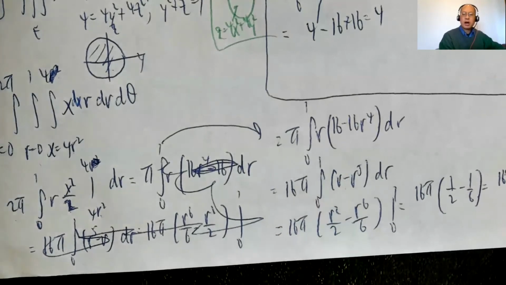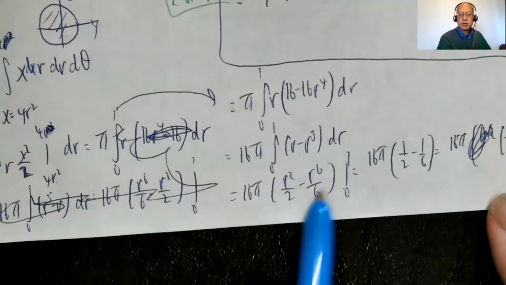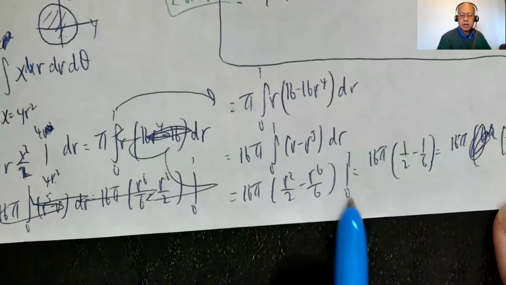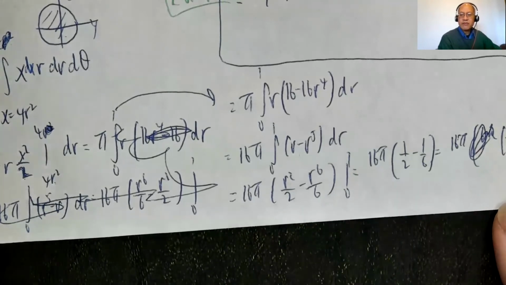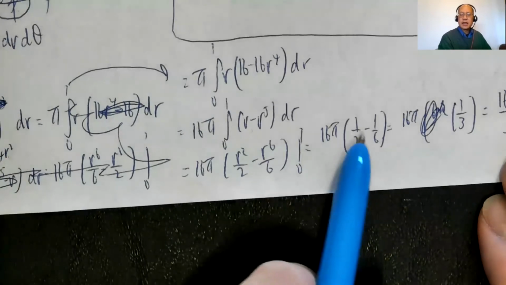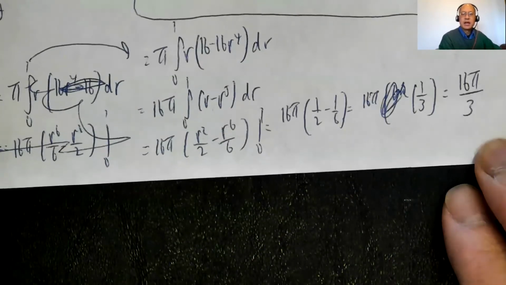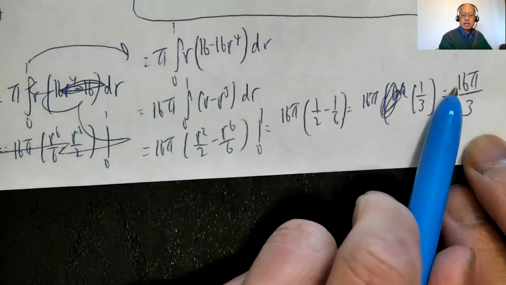So 16 pi, r squared over 2 minus r to the 6th over 6 from 0 to 1, which is 16 pi, plug in 0, you get 0, plug in 1, 1/2 minus 1/6. That's 16 pi times 1/3, 16 pi over 3.